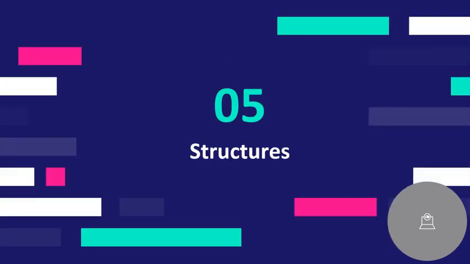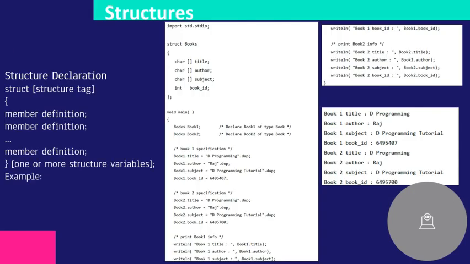Now we're going to move to structures. In the D programming language, structures, or structs, are custom data types that allow you to store multiple related items under a single name or a single type.